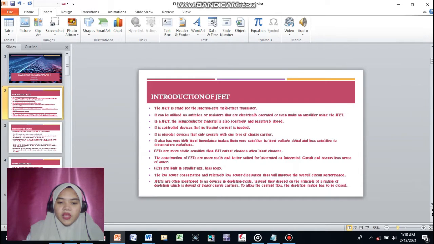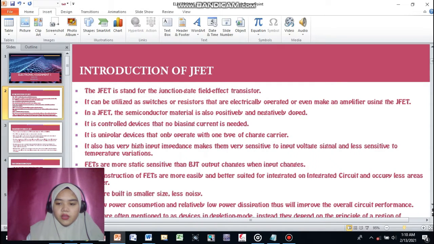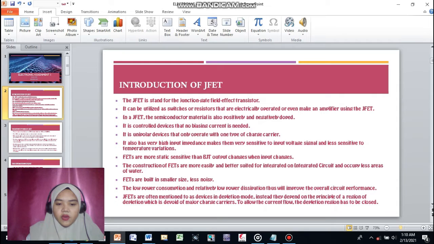JFETs are often referred to as depletion mode devices. They depend on the principle of the depletion region, which is devoid of majority charge carriers. To allow current to flow, the depletion region has to close.